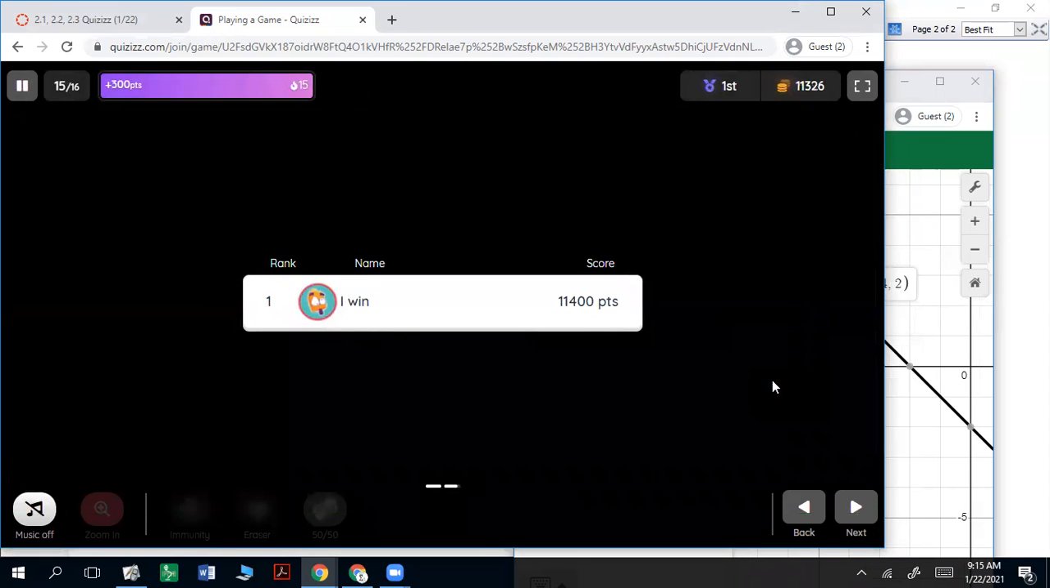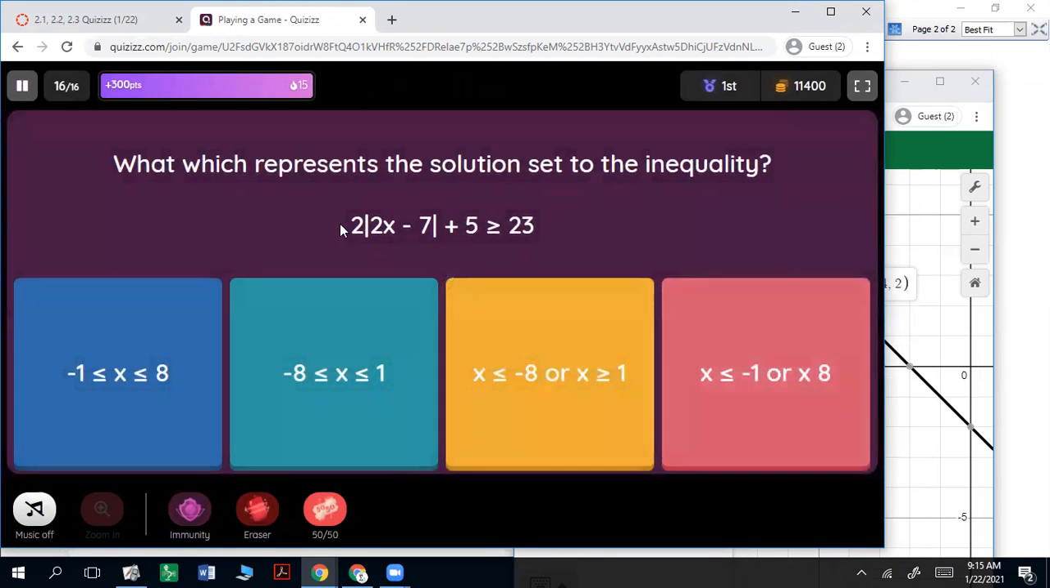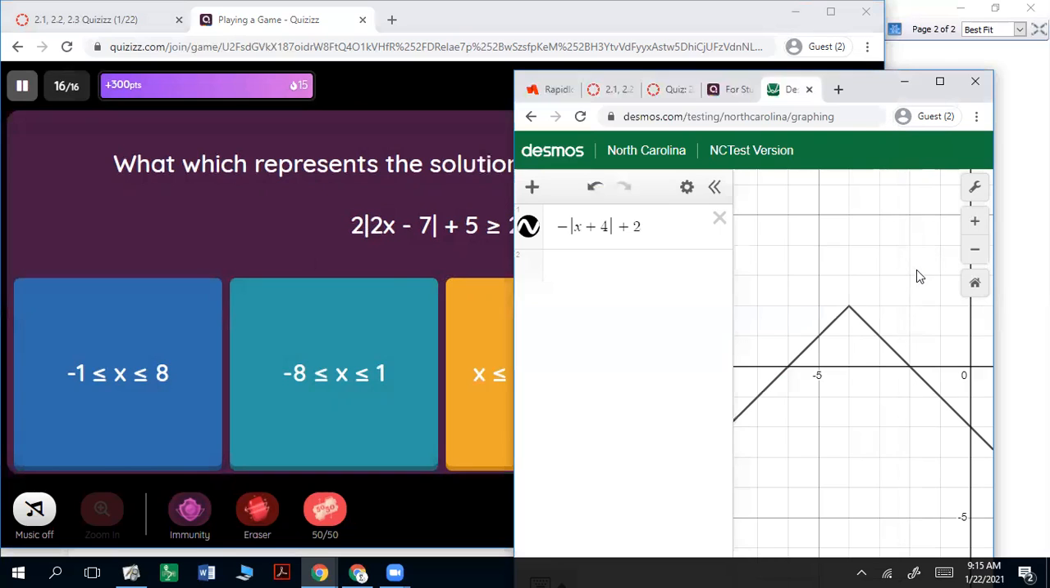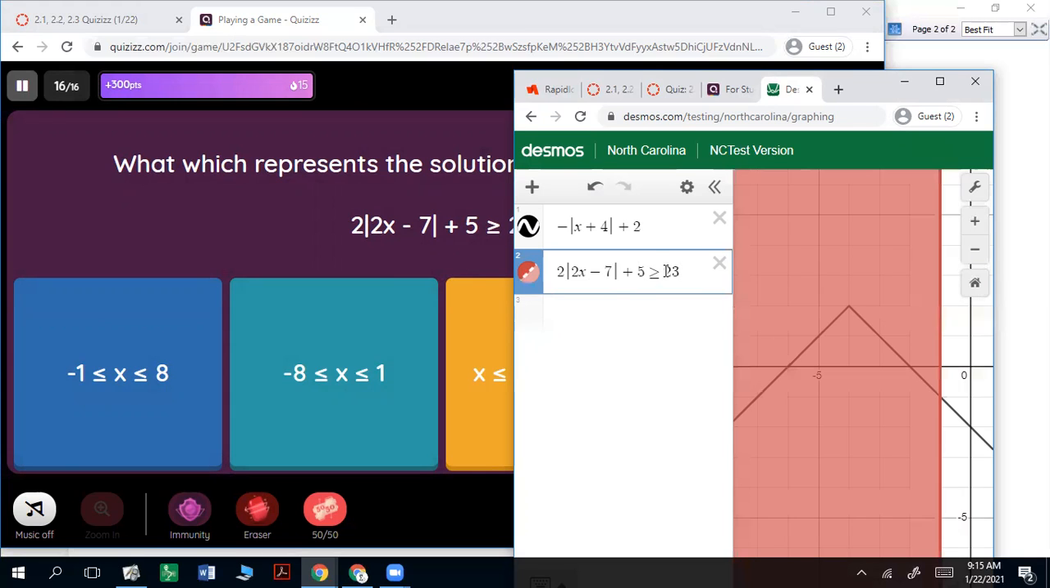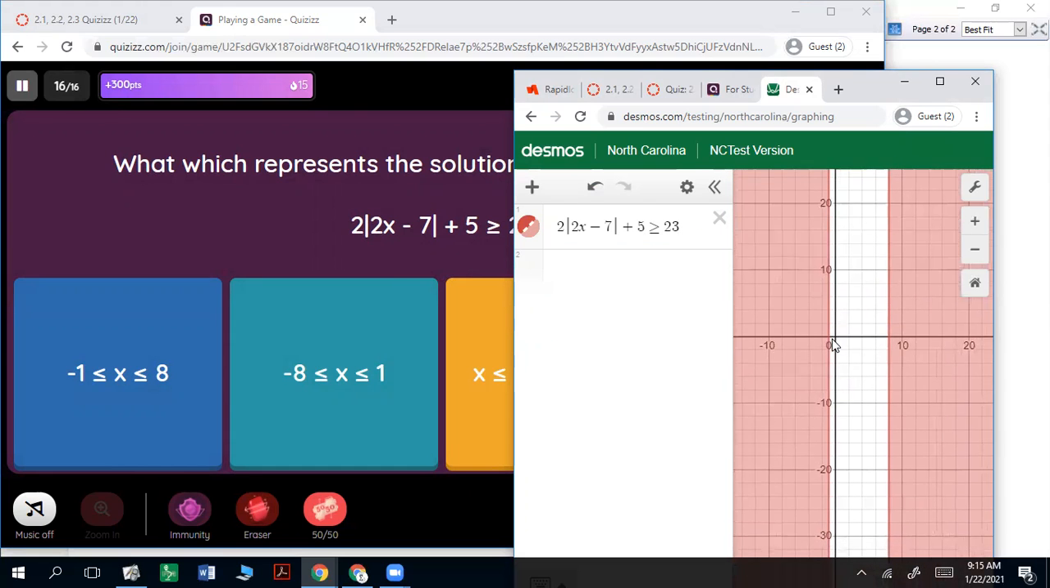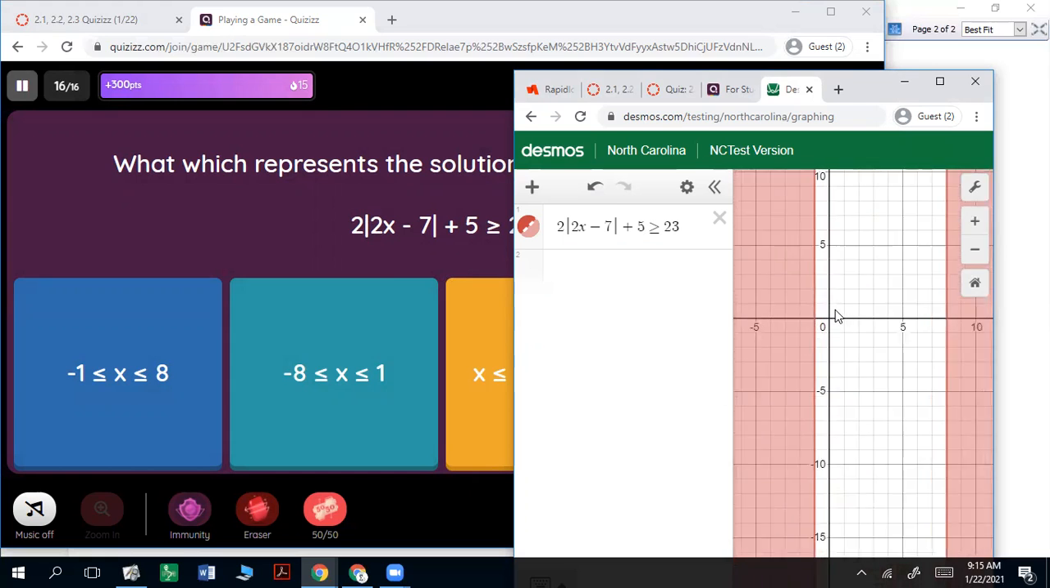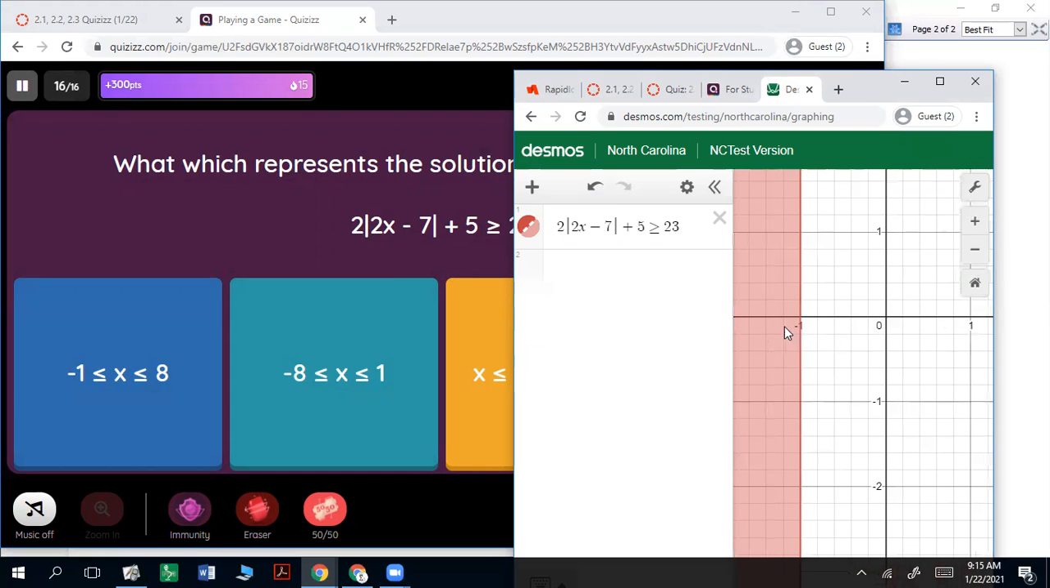And finally, one more. Which represents the solution set to the inequality: 2 absolute value of 2x minus 7, plus 5, greater than or equal to 23. Close this one up. So this is shaded in opposite directions. That means anything less than negative 1, including negative 1, so anything less than or equal to negative 1.